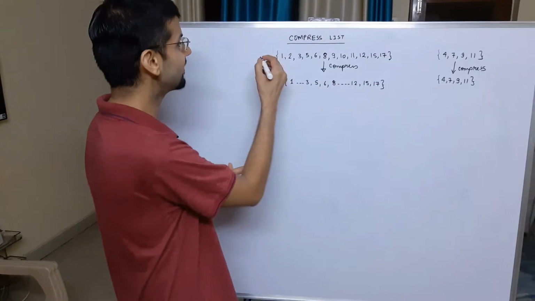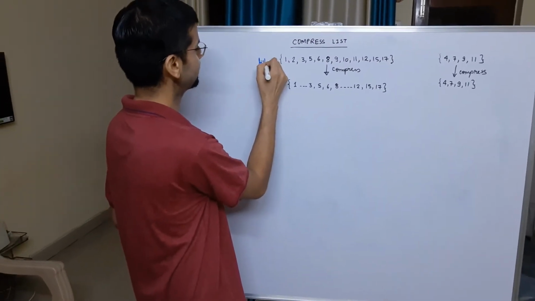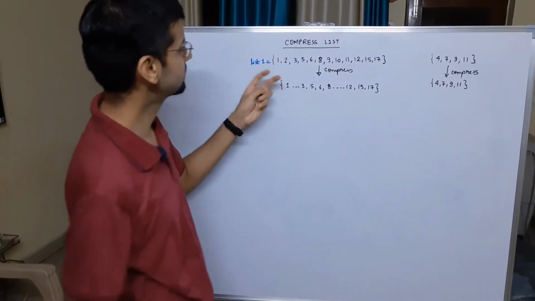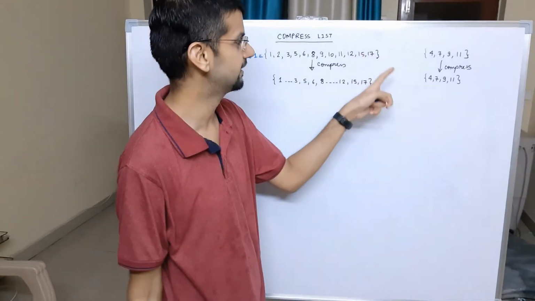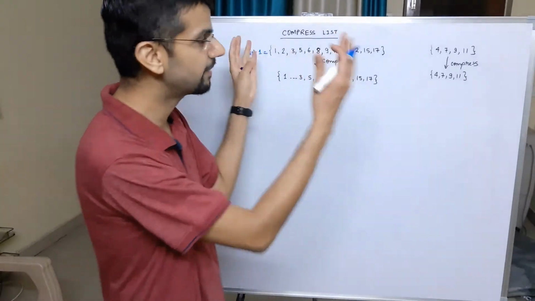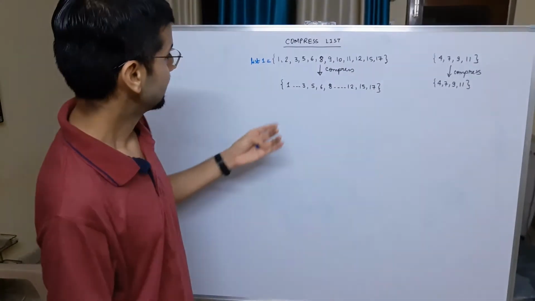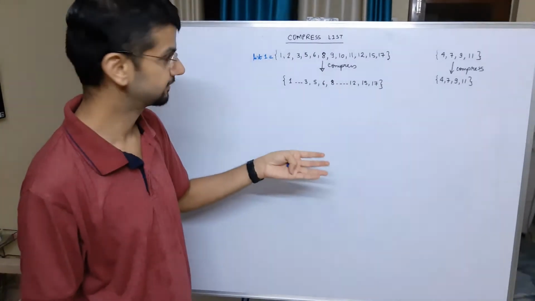So we're given a list. Let's say we have a list 1, and it consists of elements like 1, 2, 3, 5, 6, 8, 9, 10, 11, 12, 15, 17. It's just a random list. It could be big, it could be small. And the requirement is to compress it.